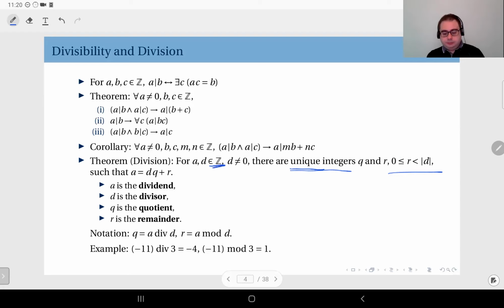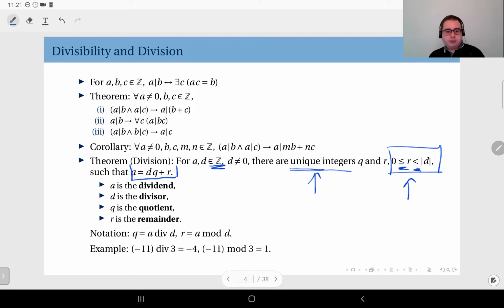Now, the domain here is integers. It's not positive integers specifically, so negative values are allowed here. And be careful about this definition. And the most important aspect of this definition is this. Well, uniqueness is important, but the heart of this theorem is here. The remainder is between 0 and the absolute value of d, and be careful about what is included and what is excluded. Now here, this defines the division of the number a into d.